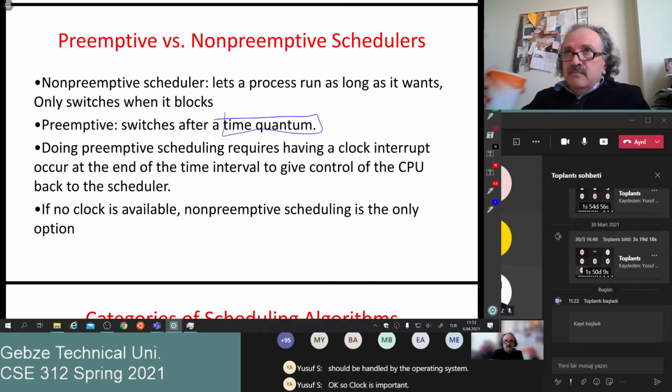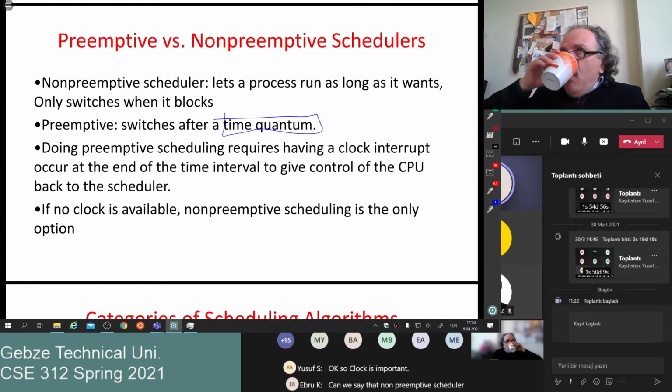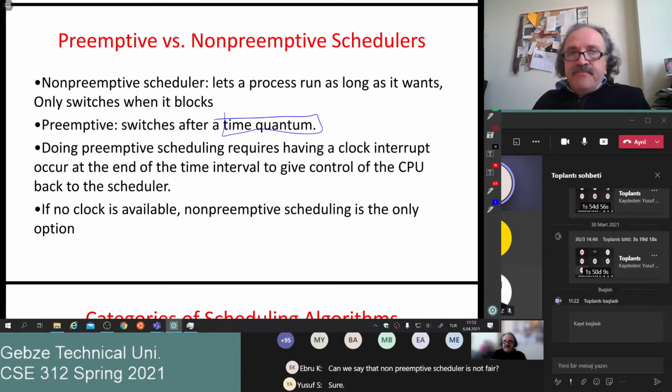Can we say that the non-preemptive scheduler is not fair for processes? Well, I wouldn't say that. Depending on your operating system.